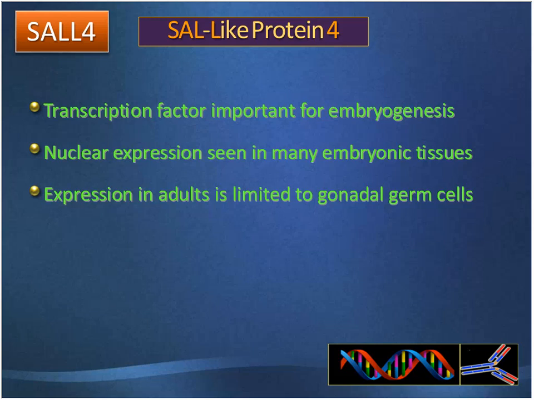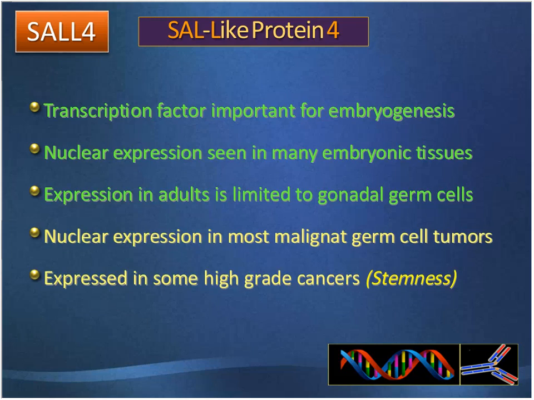Another useful marker protein is SALL4, spalt-like protein 4. This is a transcription factor important for embryogenesis, and that's why nuclear expression is seen in many embryonic tissues. In adult tissue, however, it is not present except for the gonadal germ cells, and that's the only place you find it. Tumor-wise, the nuclear expression is seen in most malignant germ cell tumors. Please remember that it is not expressed in benign germ cell tumors such as mature teratomas.